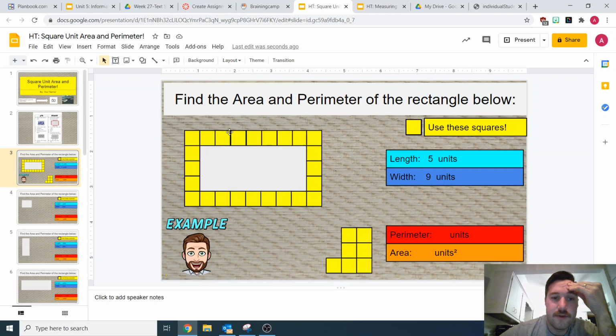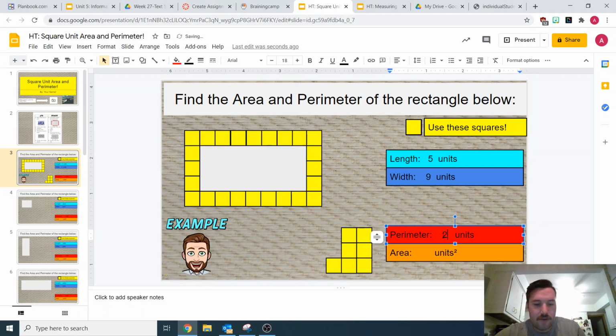How many lines are on the edge? 1, 2, 3, 4, 5, 6, 7, 8, 9, 10, 11, 12, 13, 14. Here's where I count again. 15, the same square, 16, 17, 18, 19, 20, 21, 22, 23, 24, 25, 26, 27, 28. So my perimeter, the distance around, is 28 units.